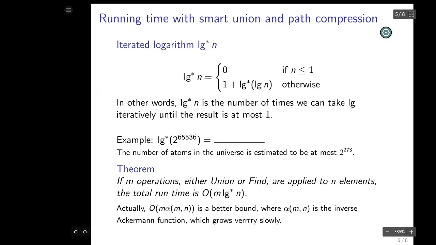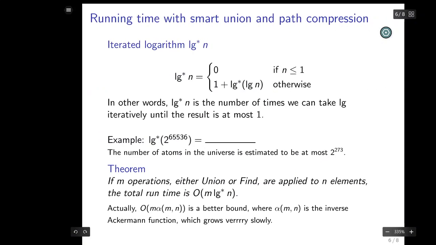And let me just tell you what the outcome of the analysis is. This is the outcome of the analysis. So now the height is no longer log n for these trees that are using path compression and union by height or union by size. Instead, they have height log star of n.